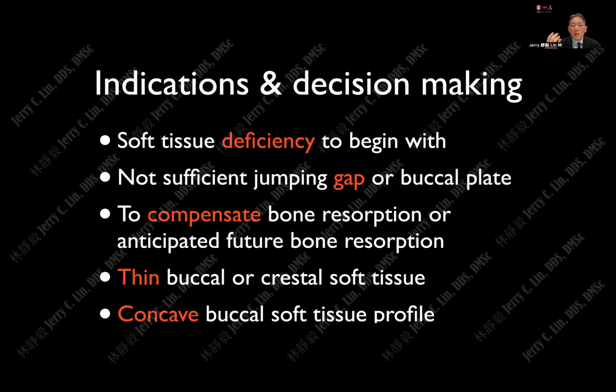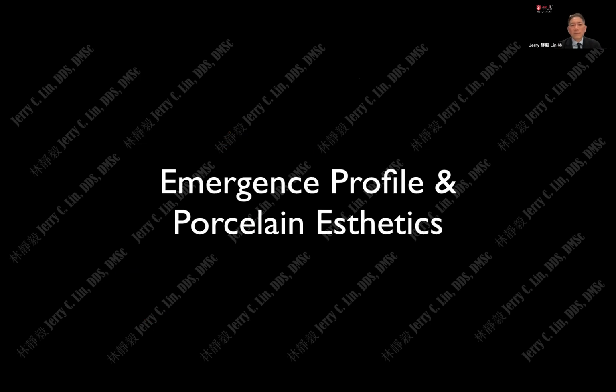The third is to compensate for bone resorption, or to anticipate any future bone resorption that could occur, so we need to make up for that with soft tissue. And the fourth is a patient with a very thin buccal or crest soft tissue, and then we need to increase the volume. We need around 3 millimeters in height, especially for aesthetics. And of course, if we start with a concave buccal soft tissue profile, then we need to increase the volume for aesthetics.